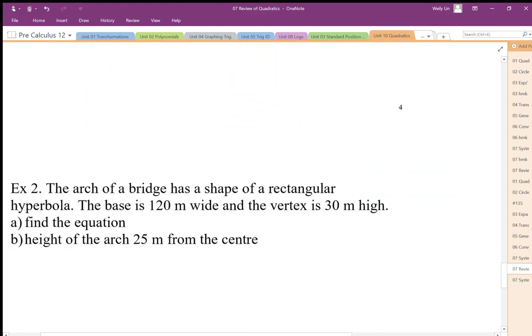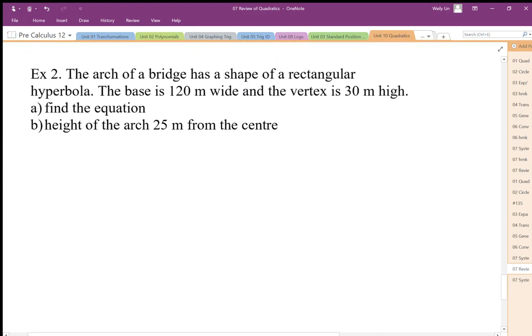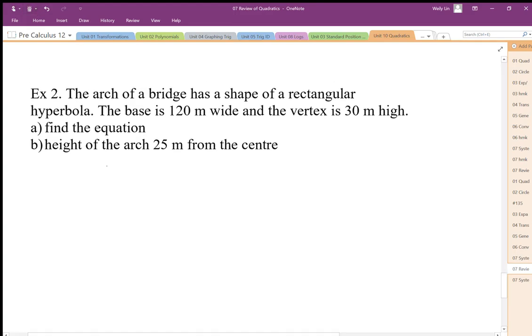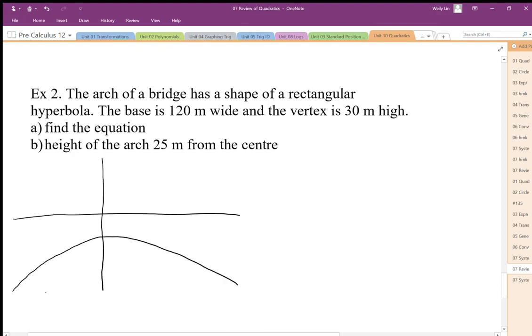Okay, so what about this one here? This is another bridge. Its arch, in this case, is a rectangular hyperbola. So if I were to draw this arch, it's going to look something like this, a rectangular hyperbola.